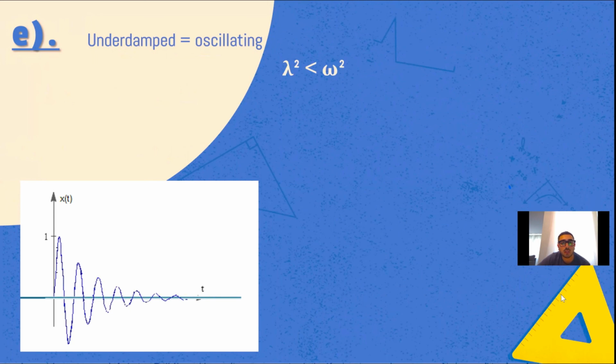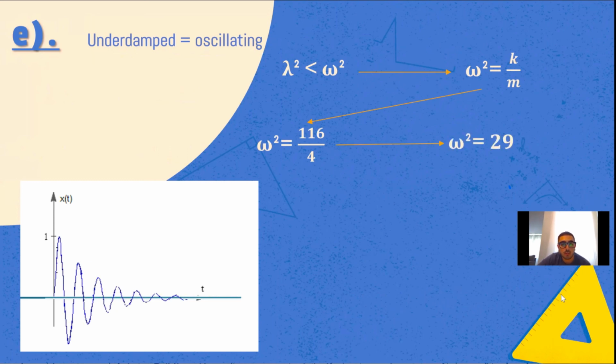So we go ahead, lambda squared equals omega squared. And per the equation of spring constant over the mass, 116 divided by 4 is 29. So 29 is our omega squared, and it's greater than lambda squared. So we get an oscillating underdamped graph.